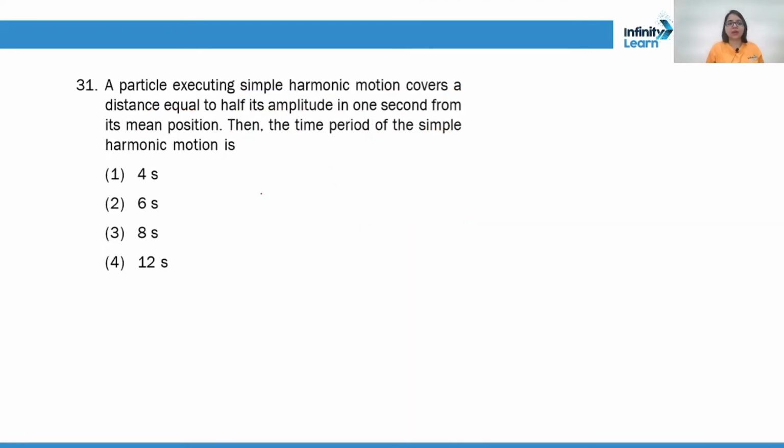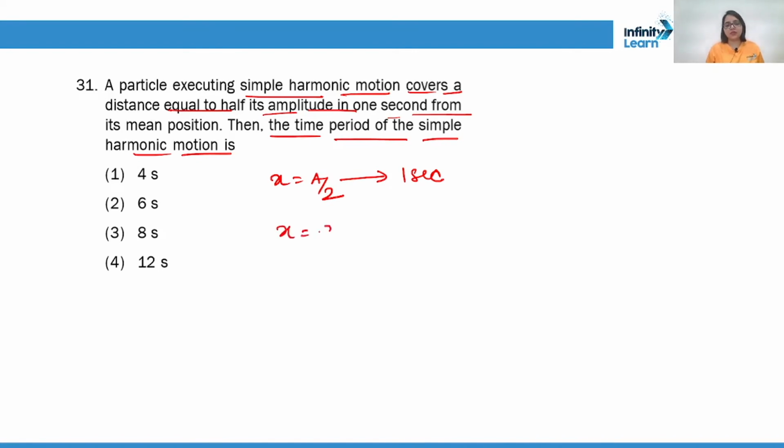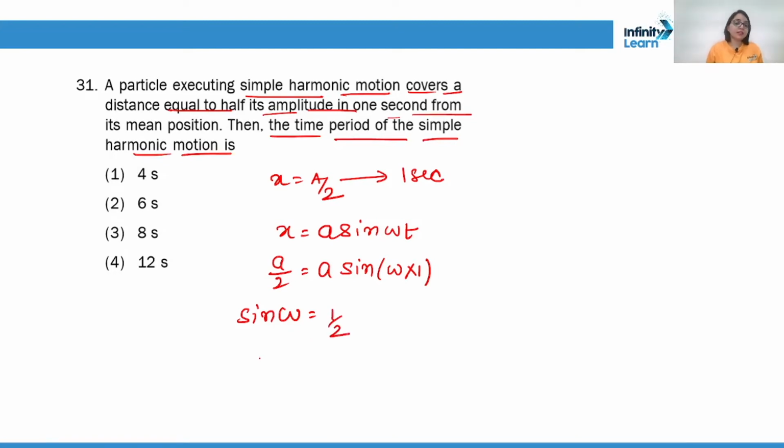Question number 31. A particle executing simple harmonic motion covers a distance equal to half its amplitude in 1 second. So x is equal to a by 2 from its mean position is covered in 1 second. Then the time period of the simple harmonic motion is. So x is equal to a sine omega t. x is a by 2, which is a sine omega, and time is 1 second. So in this case, sine omega should be equal to 1 by 2. And sine is 1 by 2 when the angle is pi by 6, right?